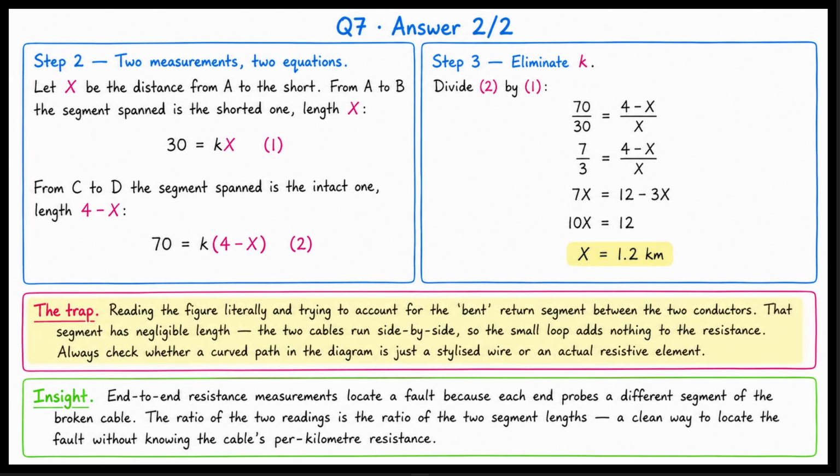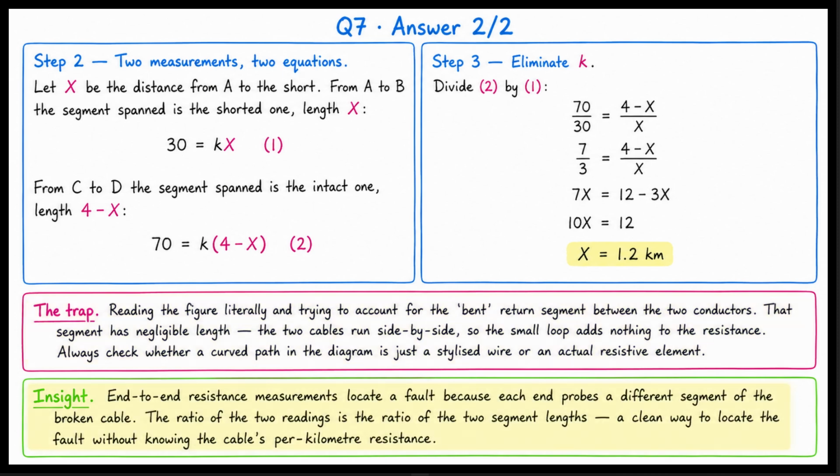Option 2. The trap is to read the figure literally and worry about the bent, return segment shown between the 2 conductors. That curve is just an artist's stylized wire. Physically, the 2 cables run parallel and the short adds no length worth accounting for. Always check whether a curved path in the diagram is decorative or an actual resistive element.